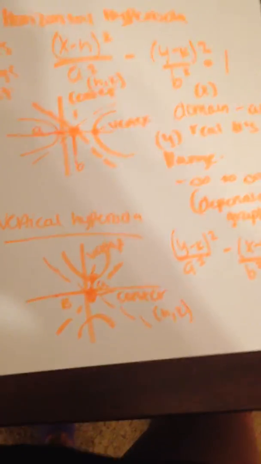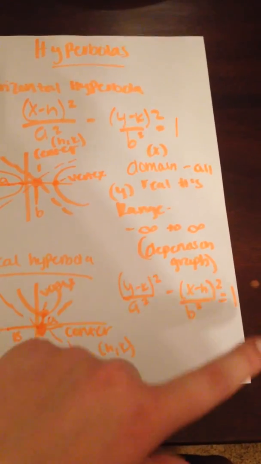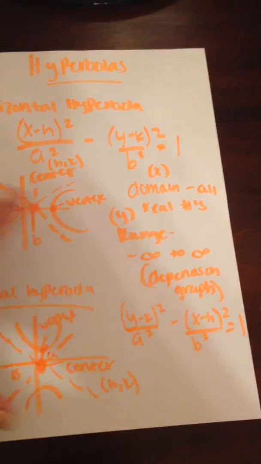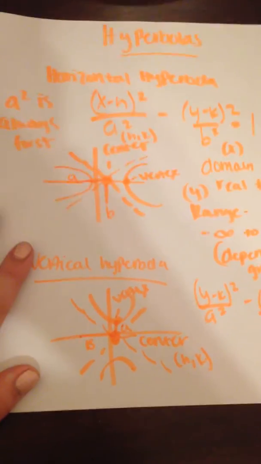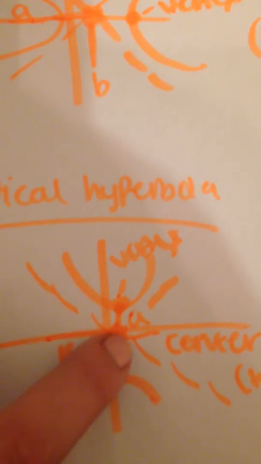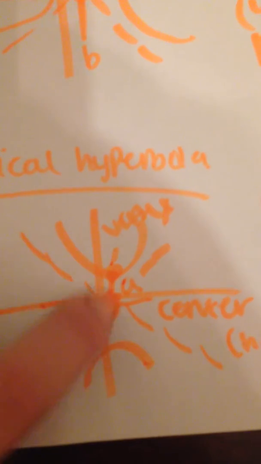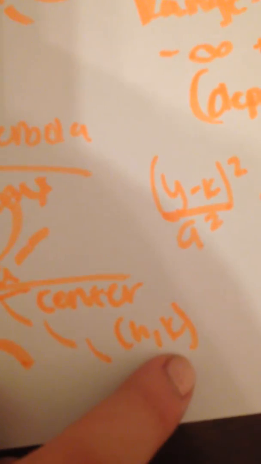And then when you have vertical hyperbolas, the equation's x and y switch. A squared and b squared stay the same, but x and y switch, and so does the graph. The graph just does like a complete 180. Now you have the vertex being right here, and the center where they cross, and you have b going this way and a going from the center to the vertex, and the center is still h and k.